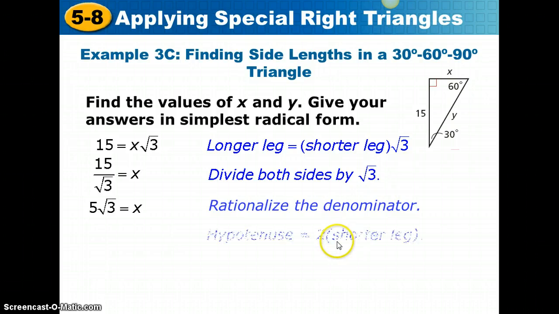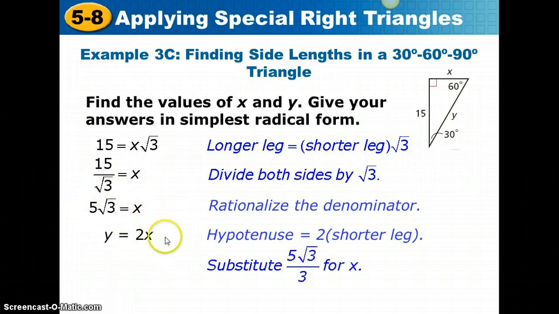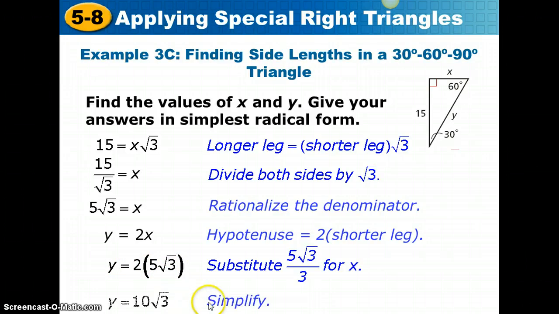Now, to find y, the hypotenuse, we use this. Hypotenuse equals 2 times the shorter leg. So y equals 2 times x. So we're going to take our value for x and substitute it in. Sorry, that's the wrong value in the blue. Don't worry about that. Just plug it in here. y equals 2 times 5 root 3. So y equals 10 root 3. This is the correct value for y.